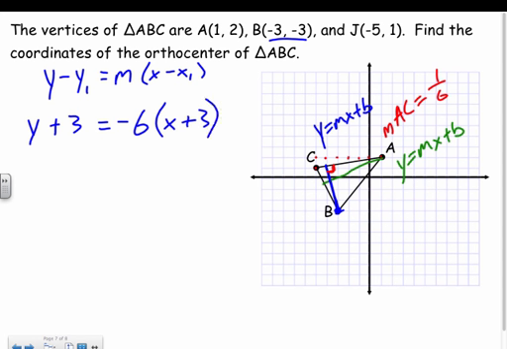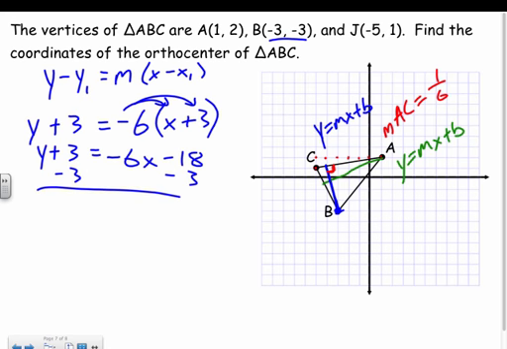And to get it in slope-intercept form, all I've got to do is simplify. So I distribute first, and I get -6x minus 18, and then subtract my 3 over. So I got y equals -6x minus 21. So there's my first equation. I know that this blue guy is y equals -6x minus 21.